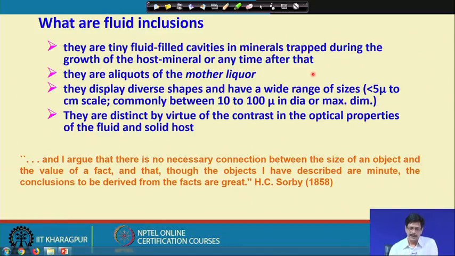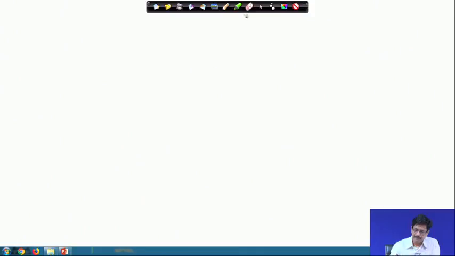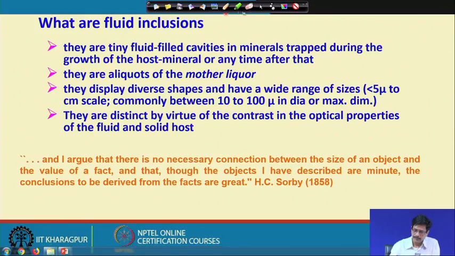The thing is that we are saying they are tiny fluid-filled cavities. That means they need to be examined with higher magnification, under the microscope. They are aliquots of the mother liquor, that means the fluid which gives rise to the formation of these minerals, and that itself gets entrapped. They display diverse shapes and have a wide range of sizes.